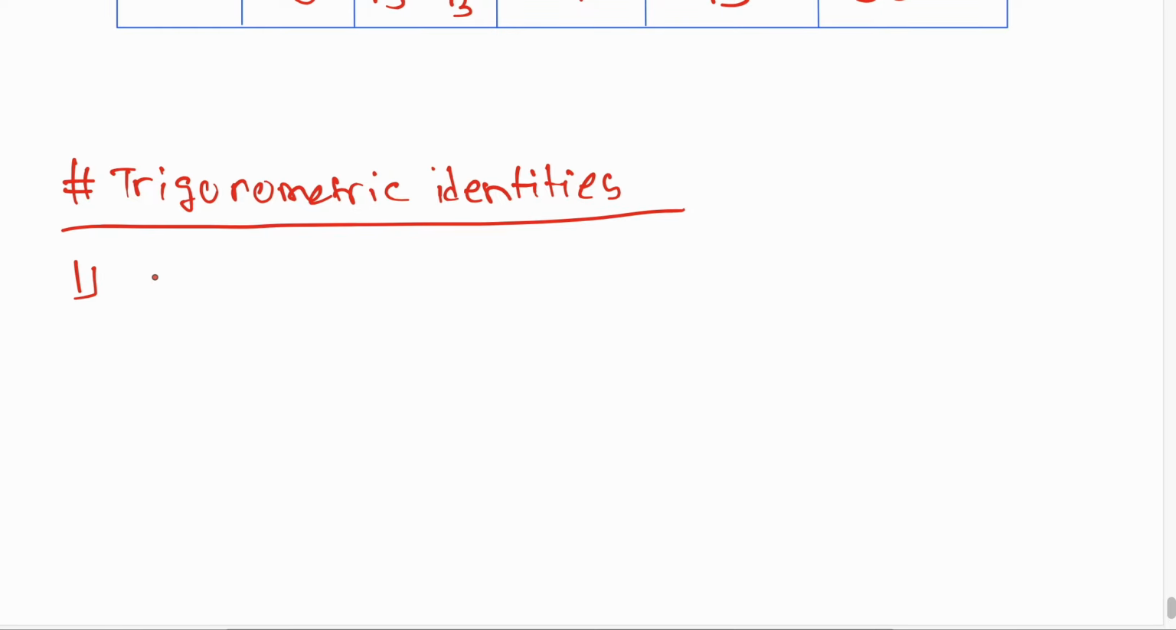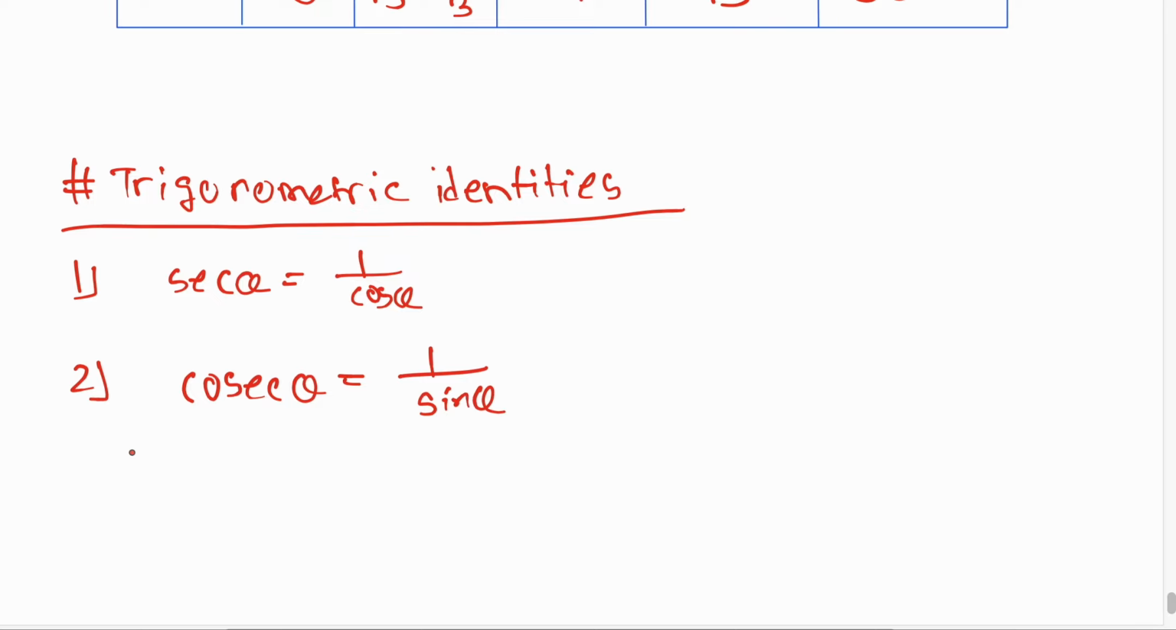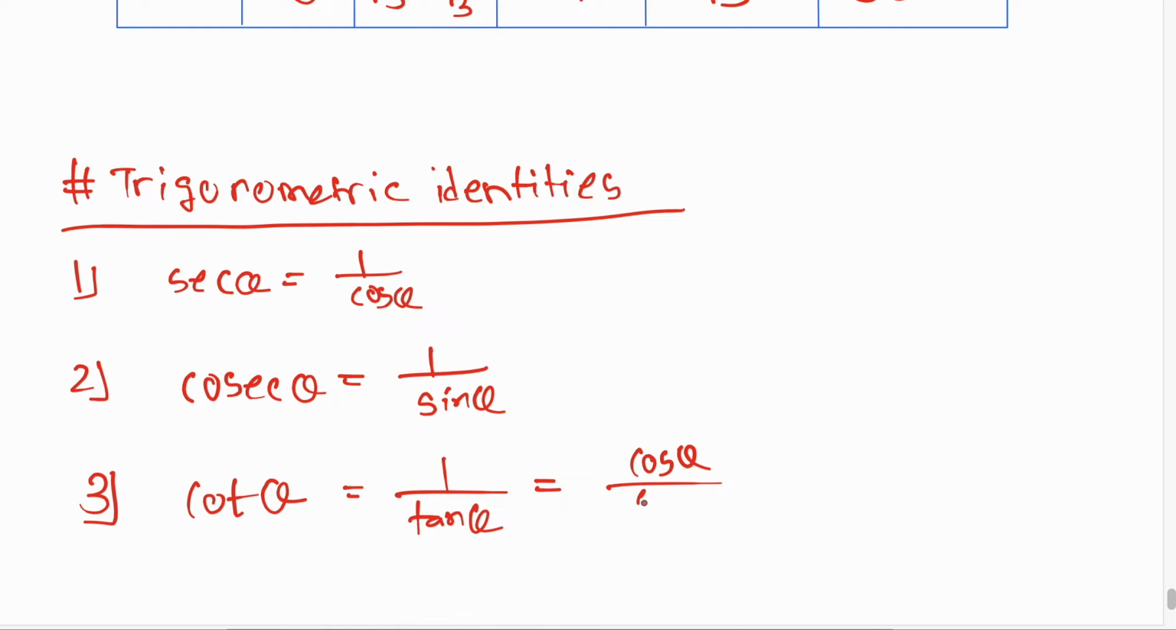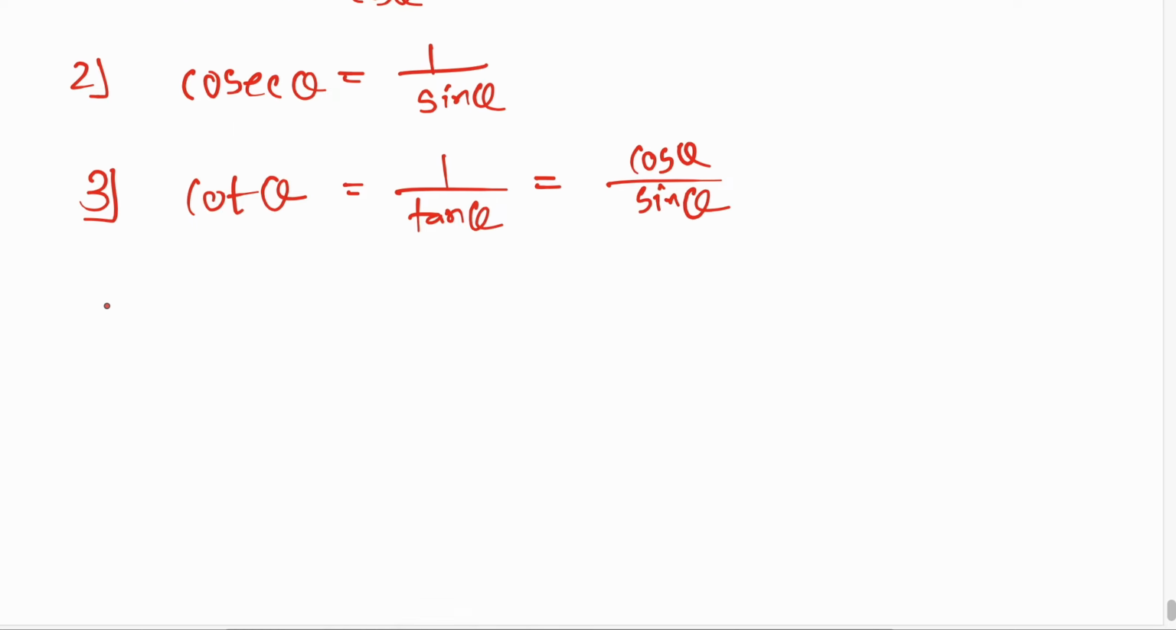Number 1, sec theta is equal to 1 by cos theta. Number 2, cosec theta is equal to 1 by sin theta. Number 3, cot theta is equal to 1 by tan theta, means 1 by cos theta by sin theta. Okay. Then number 4 will be tan theta. Tan theta means sin theta by cos theta.